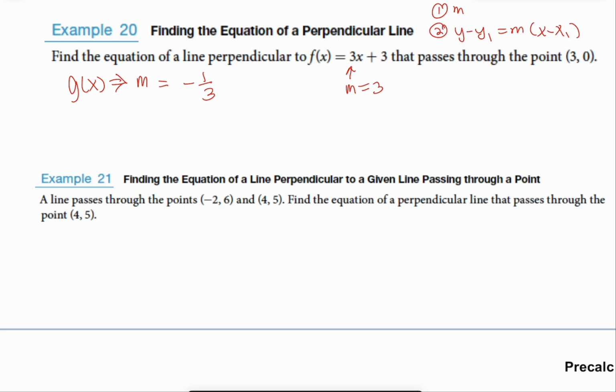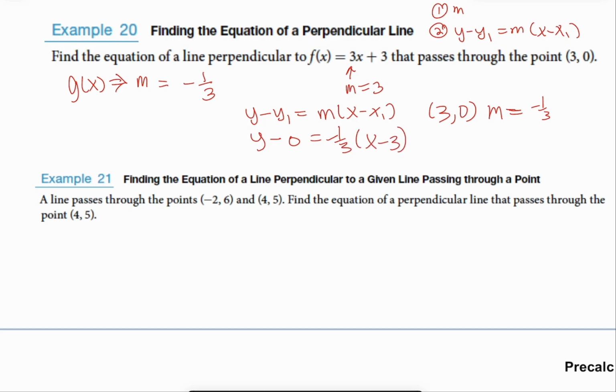So now think about what our steps are to find an equation of any line. Find the slope, bam, got it. Now we get to use the point-slope formula. Our point is (3, 0). They'll give you a point most of the time. Our slope is -1/3. Let's plug that into our point-slope formula. So we get y minus 0 equals -1/3 times (x minus 3).